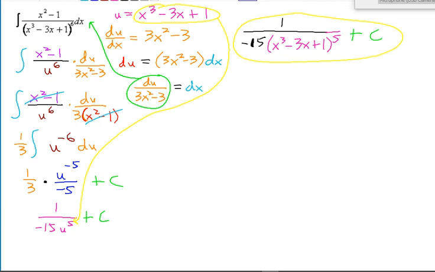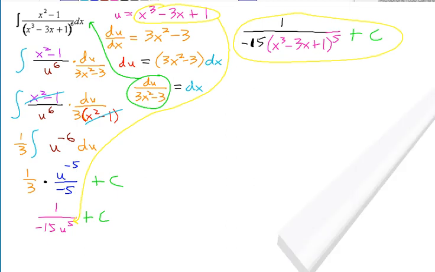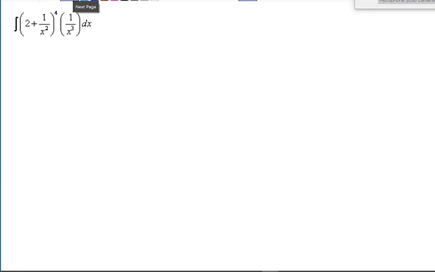All right, let's take a look at another one where it's a little bit different. Okay, so here, you could try to multiply this out, rewrite this 4 times, multiply it out, and then distribute the 1 over x cubed. That would work, but that would take a really long time. So instead, let's try to make it simpler using u substitution again.